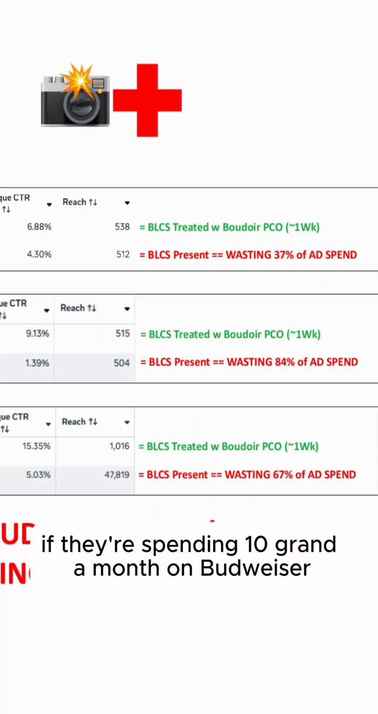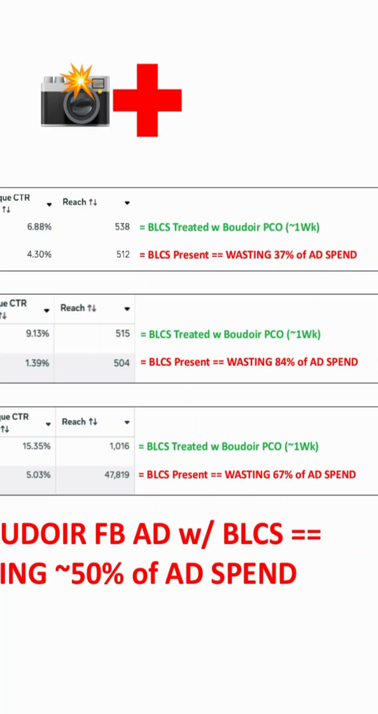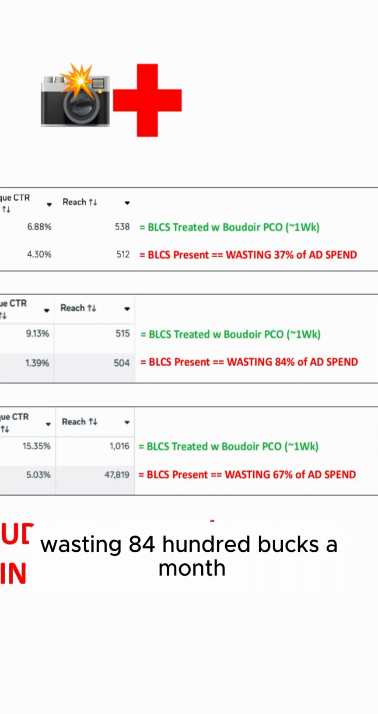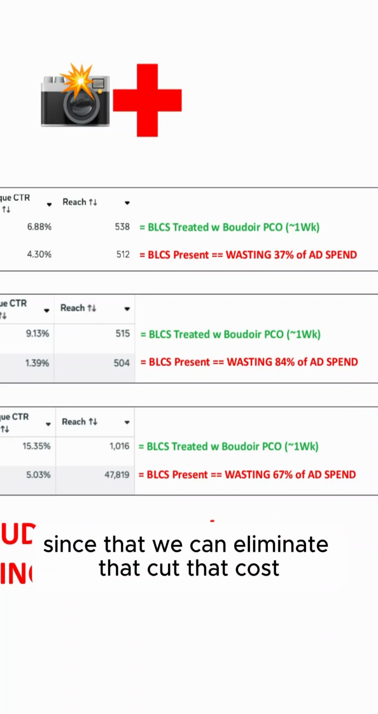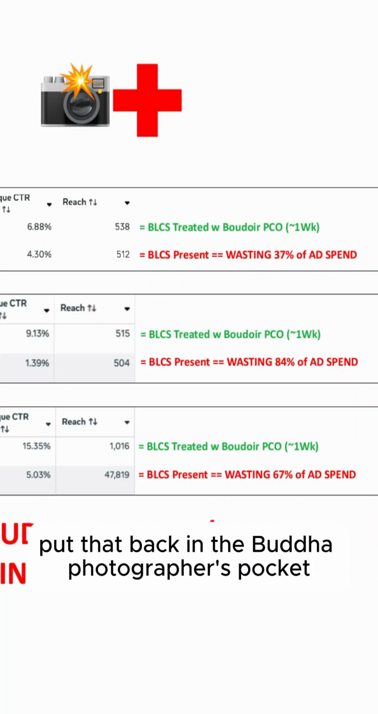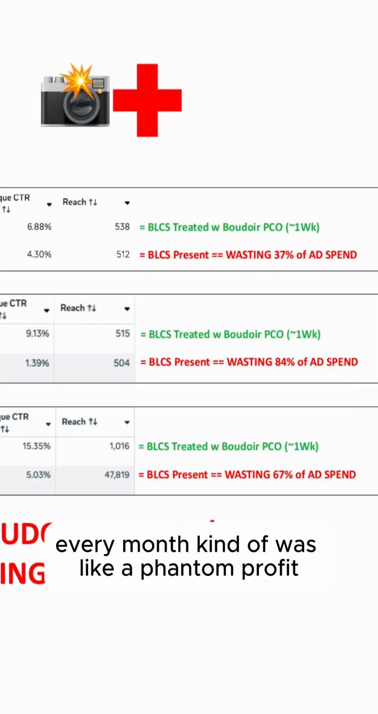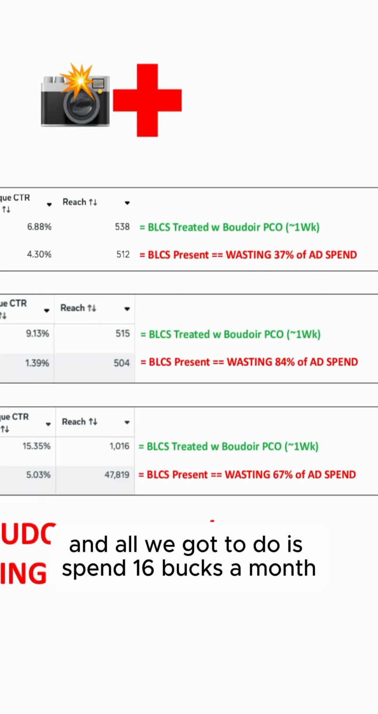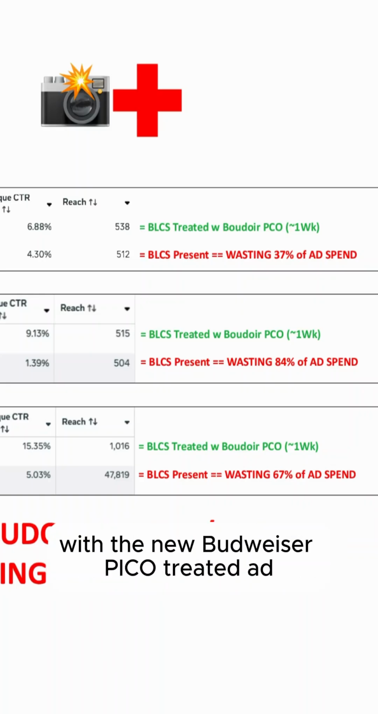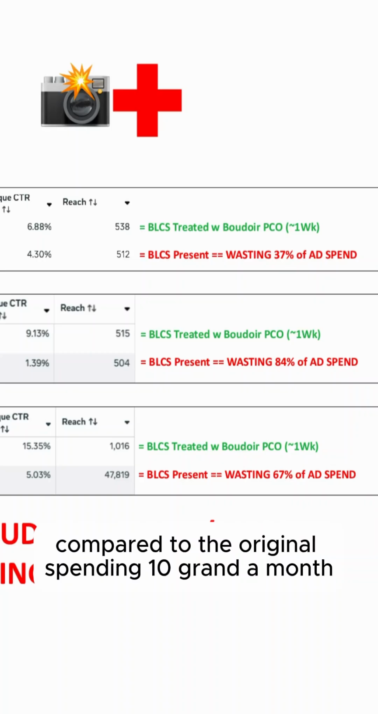So if they're spending 10 grand a month on Boudoir Facebook ads, then they are actually wasting $8,400 a month, every single month, running that original Boudoir Facebook ad. So instead we can eliminate that, cut that cost, put that back in the Boudoir photographer's pocket, literally $8,400 a month every month, kind of like a phantom profit. That'd be like 100 grand in the first year. And all we got to do is spend $1,600 a month with the new Boudoir PICO treated ad. And we're getting our ad into the same number of women's brains compared to the original spending 10 grand a month.